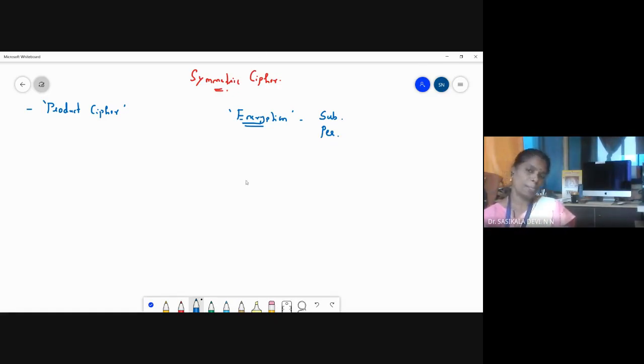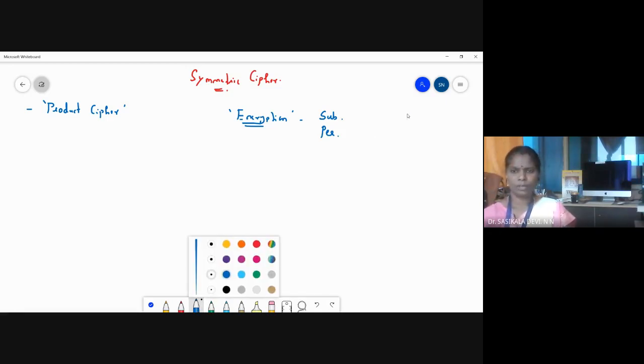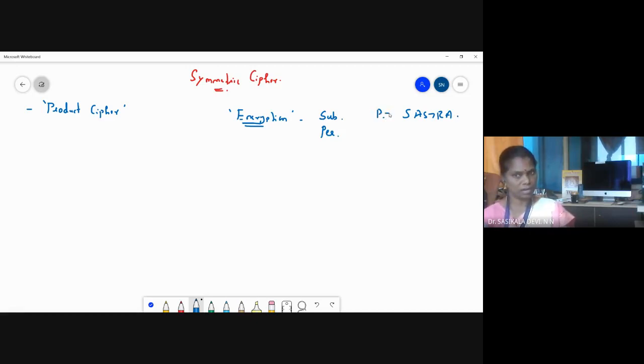For example, let us consider the input as Shastra. Substitution means this is the plain text, and I need to convert it into ciphertext. Each and every alphabet is to be replaced by some other alphabet, based on the encryption algorithm. For example, if it is a binary bit stream, each and every bit is replaced by some other bit.